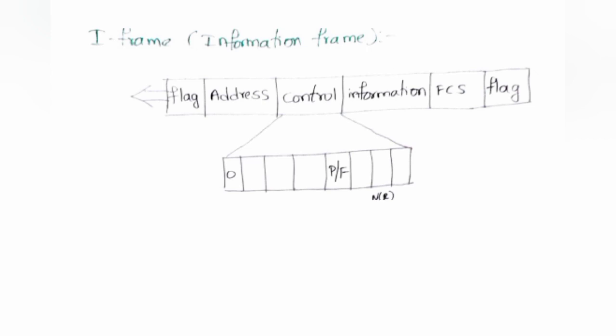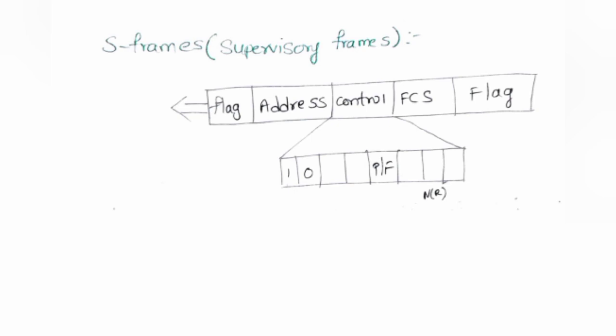The remaining frame format is the same; only the control information varies. So next one is S frames, that is the supervisory frames. Supervisory frames are used for flow and error control mechanisms. Here the code in the control information varies. The first 2 bits are 1, 0, so it denotes that it is an S frame.